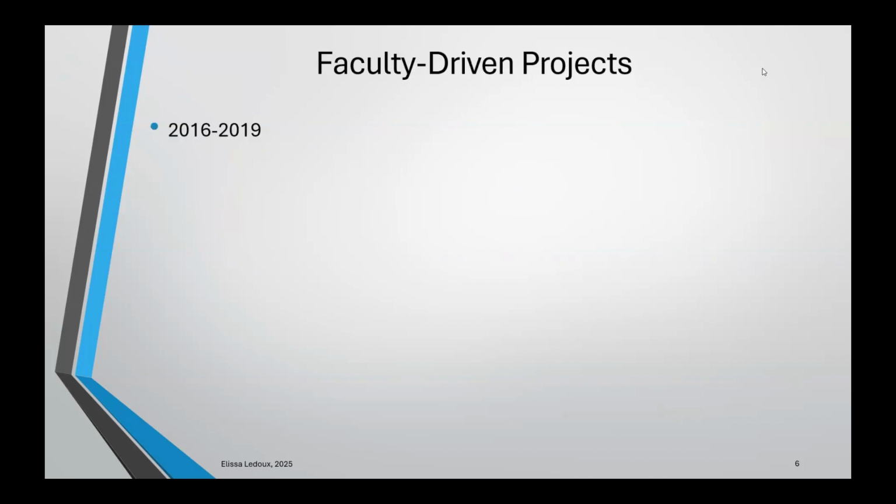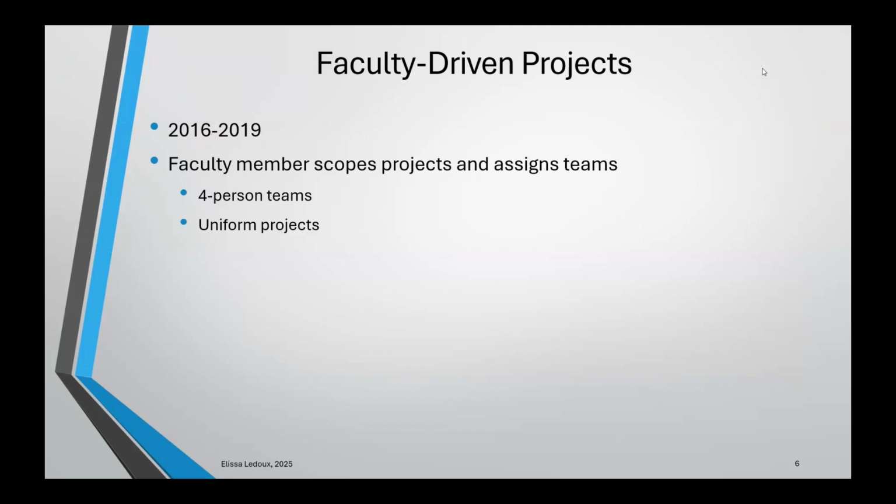Faculty-driven projects were the first kind used, from 2016 to 2019, and my predecessor, Brian Slaboch, taught during these years. We had 1 year of overlap, the 2018 to 19 school year. In this approach, the faculty member scopes the projects and assigns the teams. The projects are uniform, meaning that the design constraints and the goal of the project are the same for every team, and each team has 4 students on it.